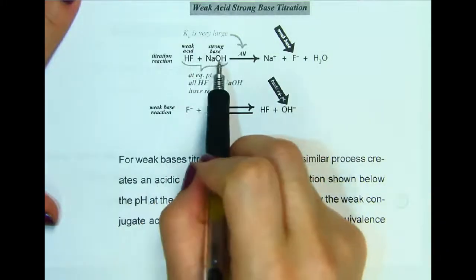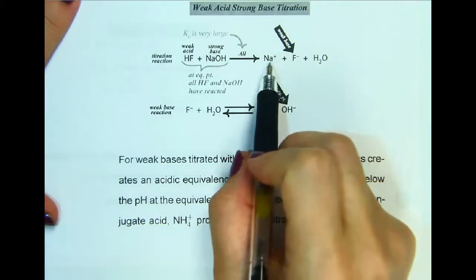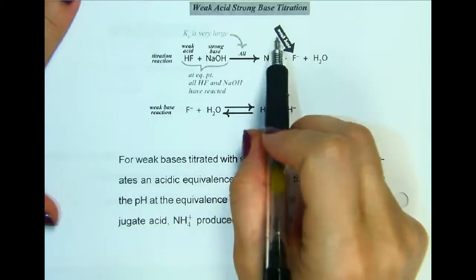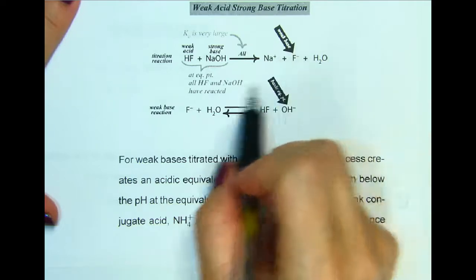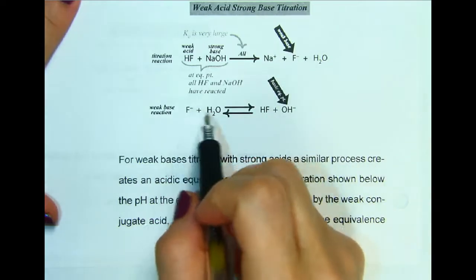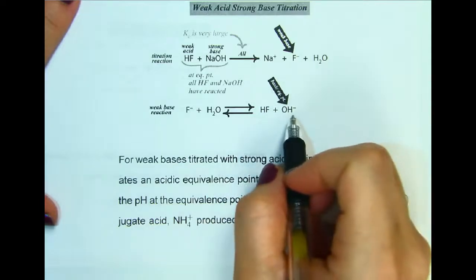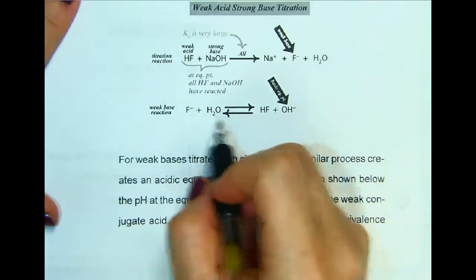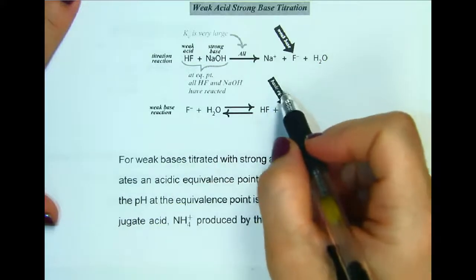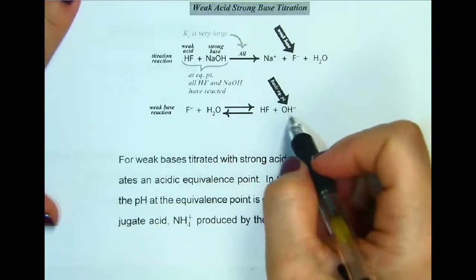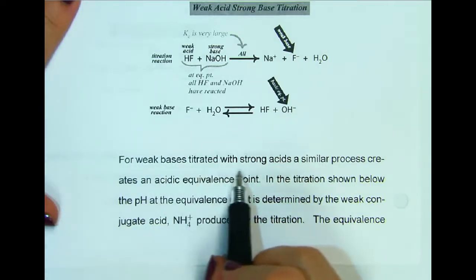You have a weak acid plus a strong base, and then when they react, you're going to get sodium spectator ion, fluoride, which is a weak base, plus water. And we know that fluoride is a weak base because when we place the weak base in water, then we're going to get hydrofluoric acid and hydroxide in a state of equilibrium back and forth. And so this would be fluoride is responsible for the basic equivalence point because it yields hydroxide while it's in water.